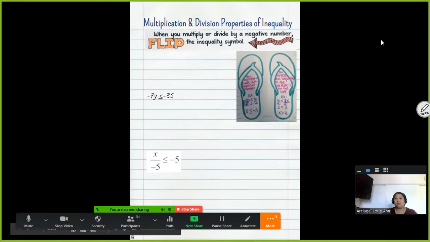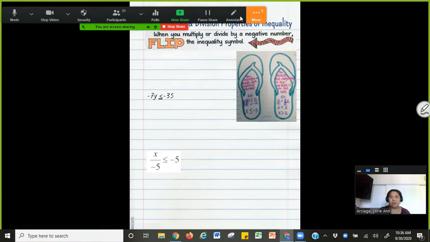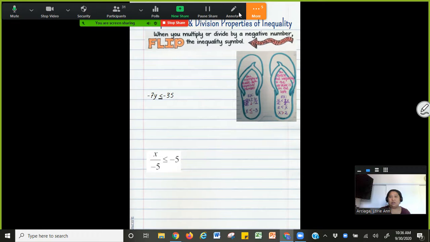All right. So let's take a look at this example over here. This example is on multiplication and division properties of inequality. Okay, so why flip-flop? Now, this is like the golden rule for inequalities. Why golden rule? A lot of students know how to do the math, but when they forget this property, then everything is messed up.